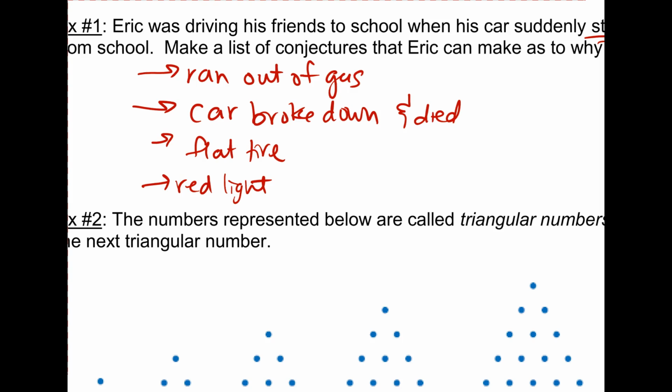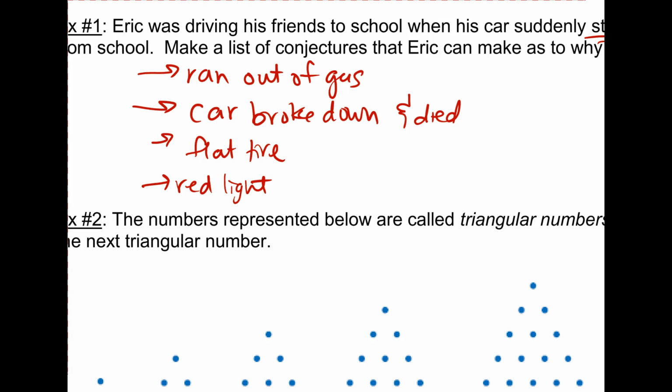We're making educated guesses. In science, we call these hypotheses. It's a hypothesis. We're trying to make an educated guess. We're not just throwing random stuff out. We're trying to look at what happened and guess why, not just random.